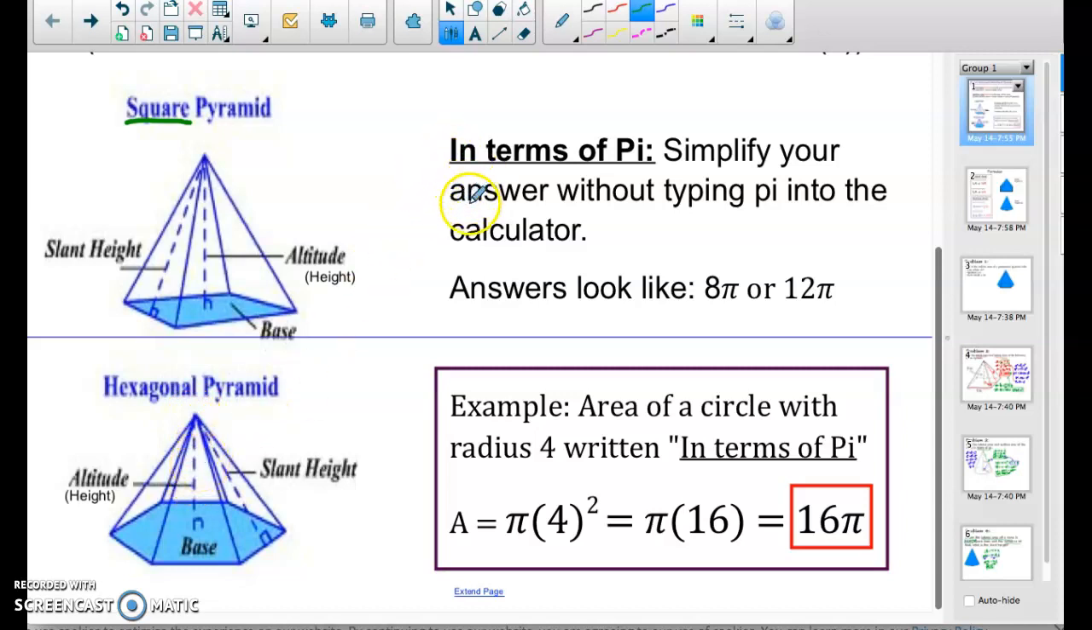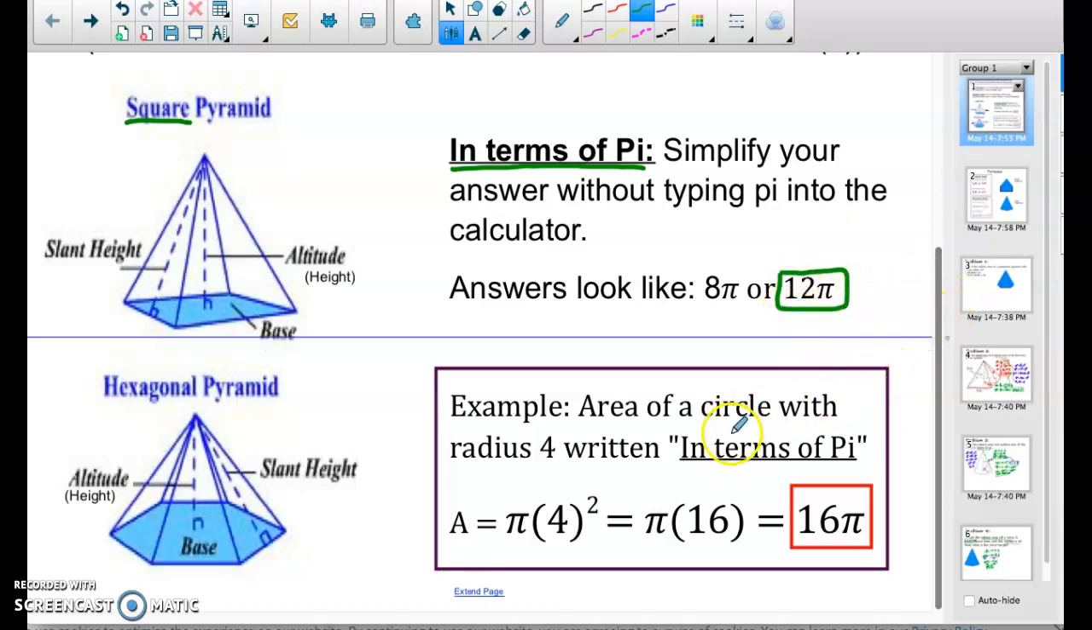Another phrase that you need to know is "in terms of pi." When this is said, that is how you're going to leave your answer. So, for example, if I were running through a problem and at some point I get the number 8 pi or 12 pi, I don't run to my calculator and type in 12 times 3.14. I just leave my answer as 12 pi. Now this is the answer in terms of pi.